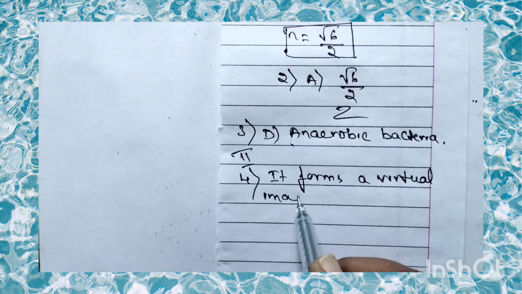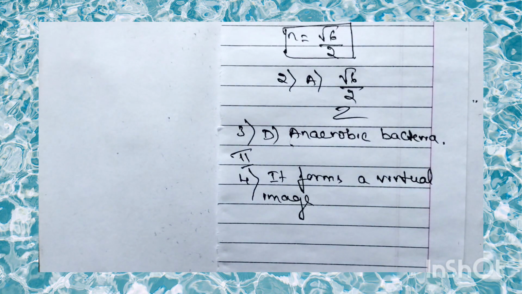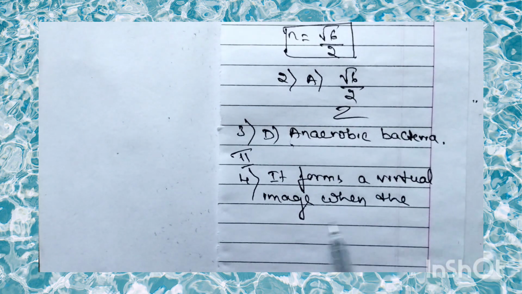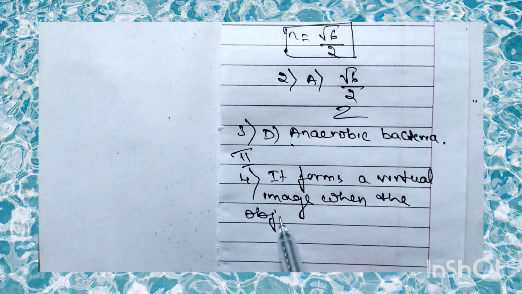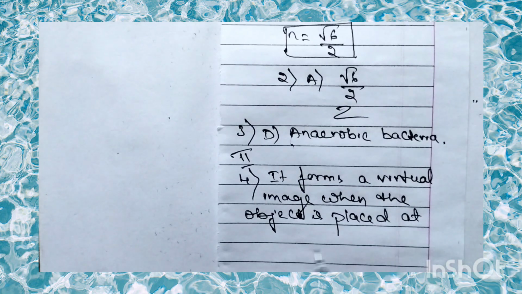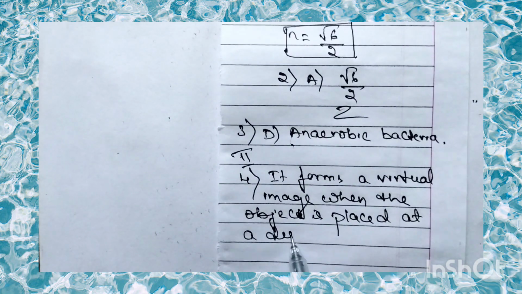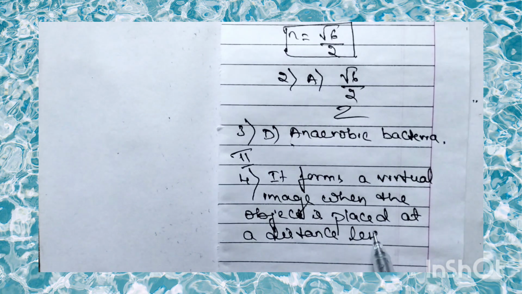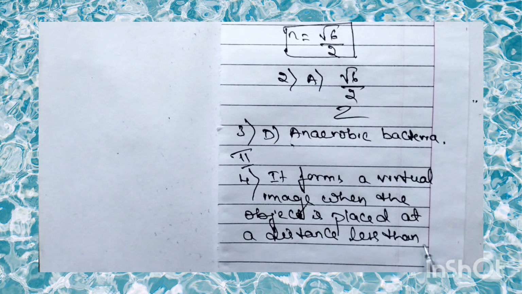It forms a virtual image when the object is placed at a distance less than its focal length.